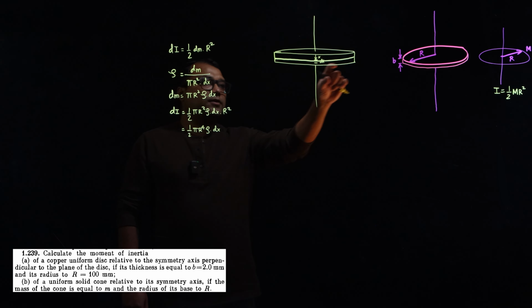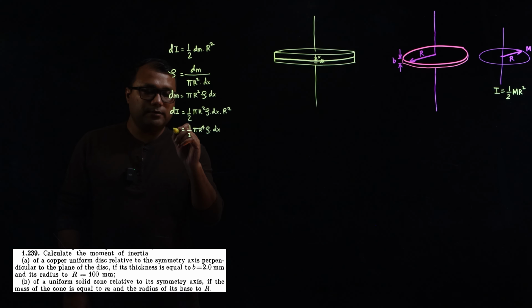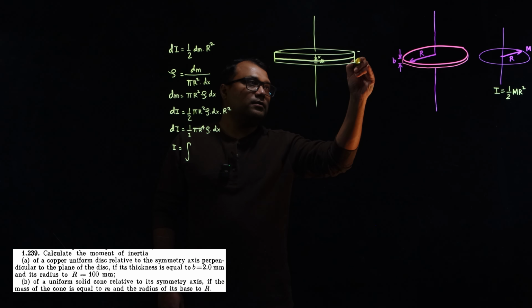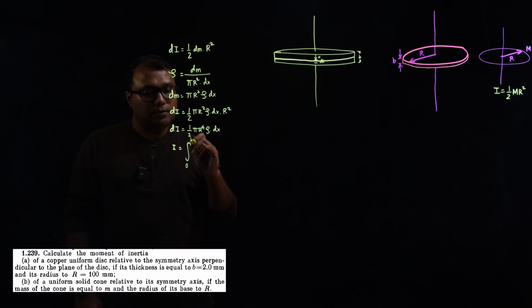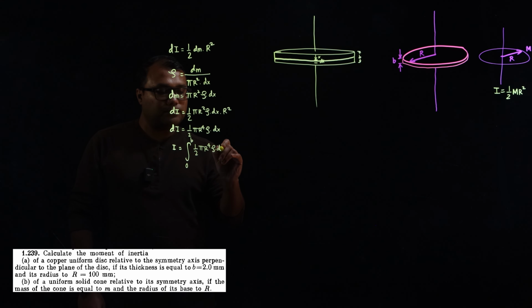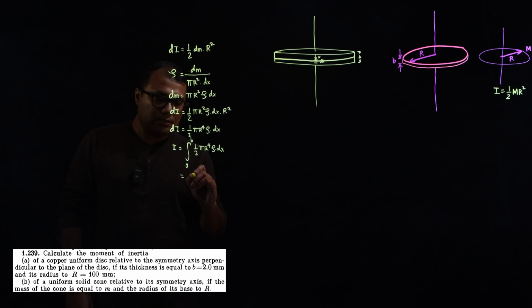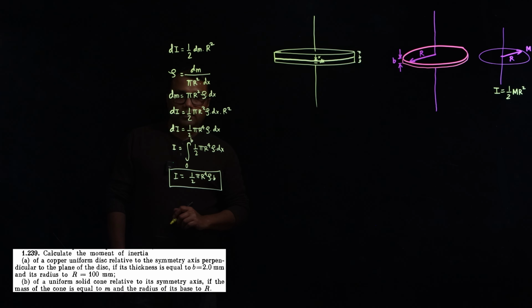Now to get the moment of inertia of this entire plate, we will integrate. So I will be the integral. Now x is varying from what? From 0 to b, because the thickness is b. So 0 to b, half pi r to the power 4 rho dx. Now all of this is a constant. Integral dx is x. So this is equal to half pi r to the power 4 rho b. So that's our answer.